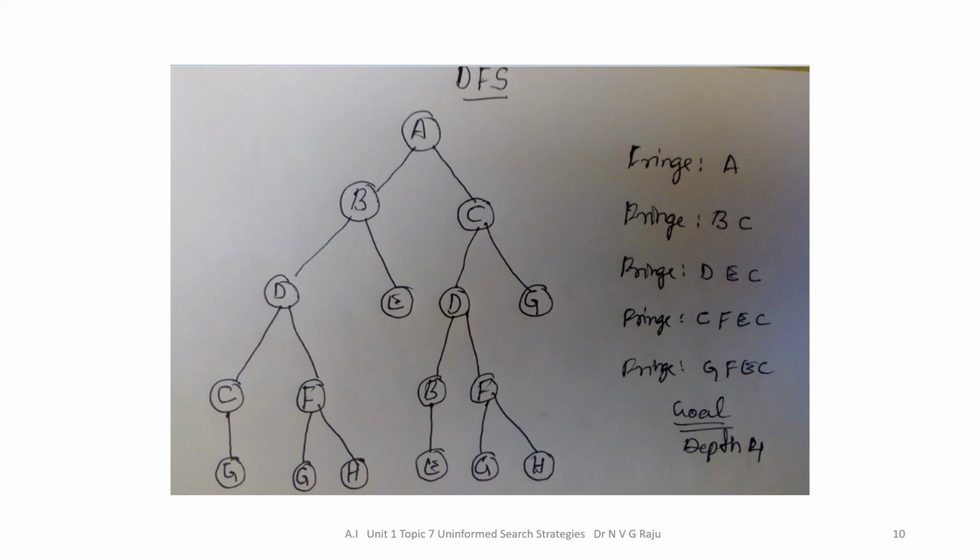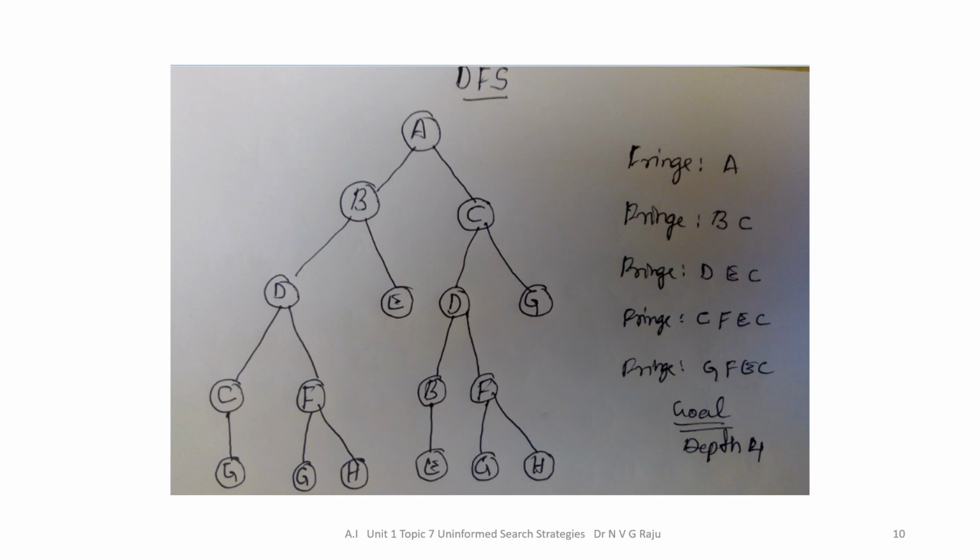Now check whether D is a goal node. If D is not a goal node, expand its successors. Its successors are C and F. Now remove D from fringe, add C and F to the front of fringe. Now fringe contains C, F, E, C.